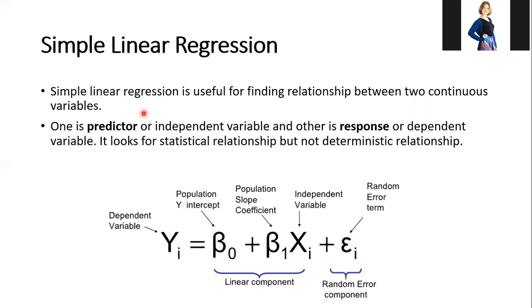It's really useful for finding a relationship between two continuous variables, where one predictor is x, or the independent variable, and the other is the response y, or the dependent variable. So it looks for a statistical relationship between x and y, but not a deterministic relationship.